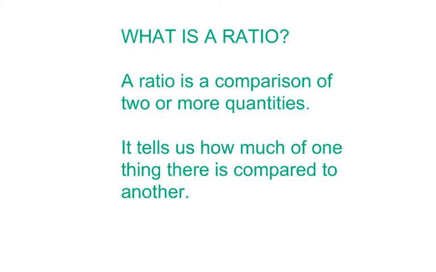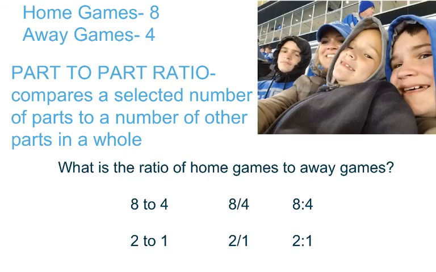What is a ratio? Write this definition in your notes. A ratio is a comparison of two or more quantities. It tells us how much of one thing there is compared to another. So my family loves football and we love University of Kentucky football, so we get season tickets each year. We're going to use Kentucky football to help us learn about ratios.